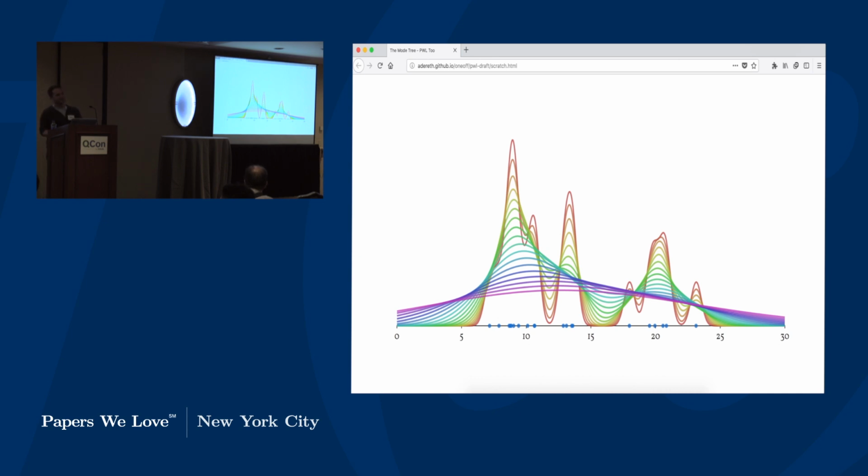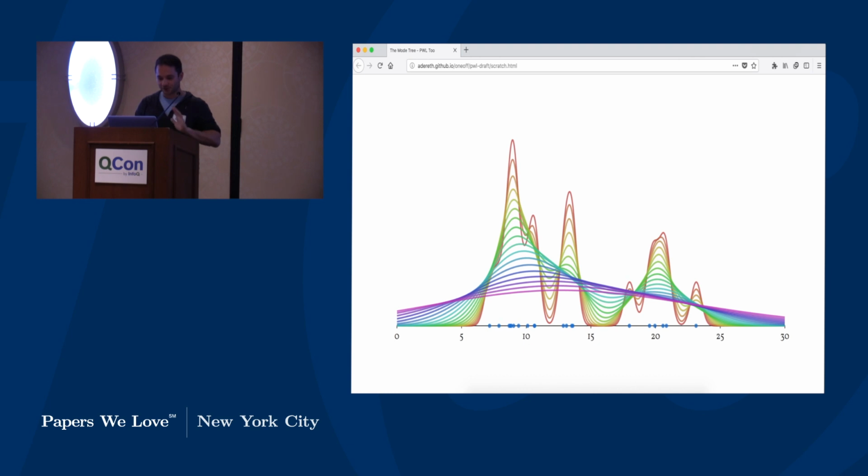So they did this. They also did a 3D version where the extra dimension is for the kernel width. So just imagine that this was popping out of the screen and you were able to look down and around at it. Unfortunately, 3D visualizations are generally useless, so they reject that as well. And what they end up with is this thing called the mode tree, which I will show now.